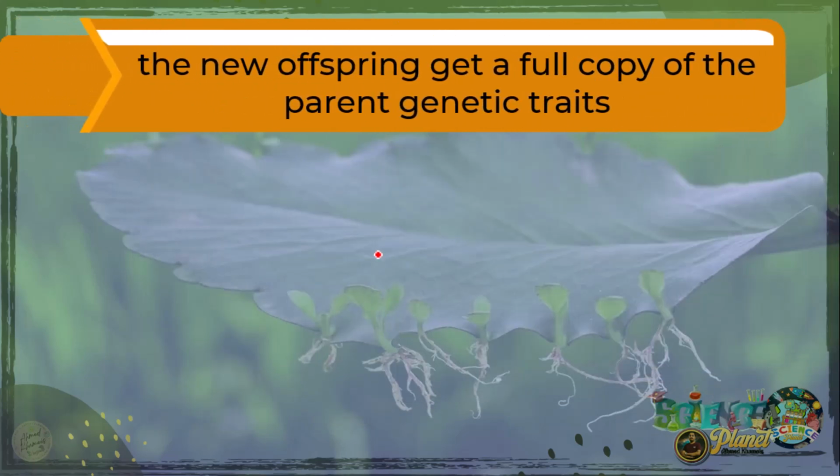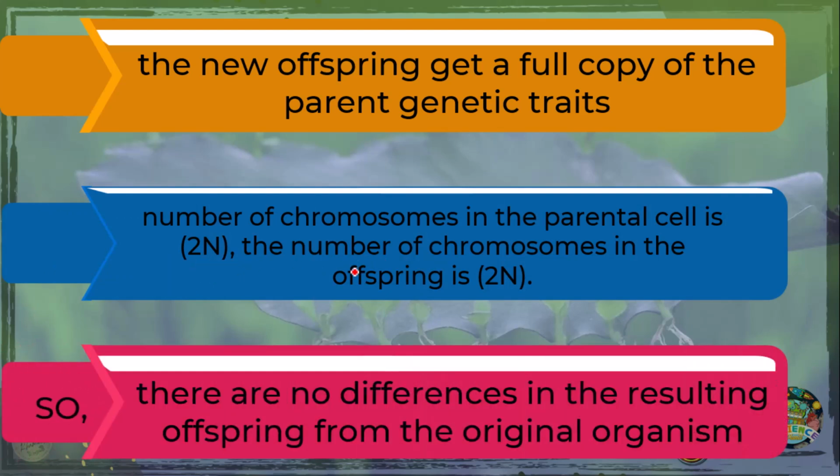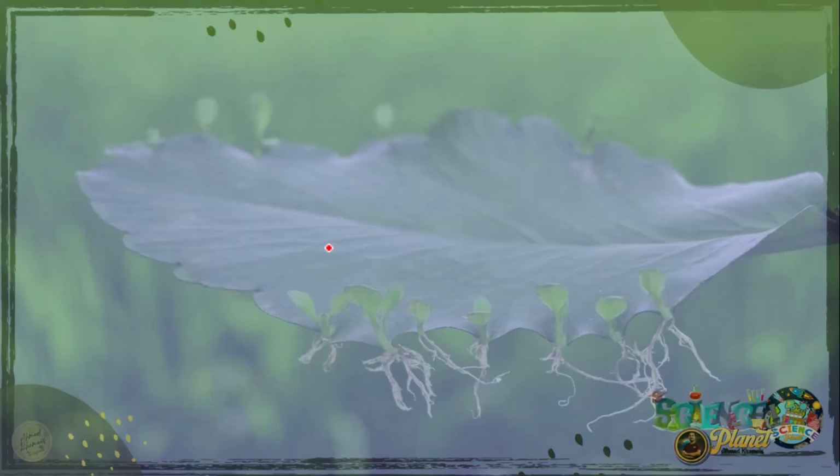So the new offspring gets a full copy of the parent's genetic traits, and the number of chromosomes in the parent cell is 2n, and the number of chromosomes in the produced cell is also 2n. So there is no difference in the resulting offspring from the original organism. So what are the types or methods of asexual reproduction?